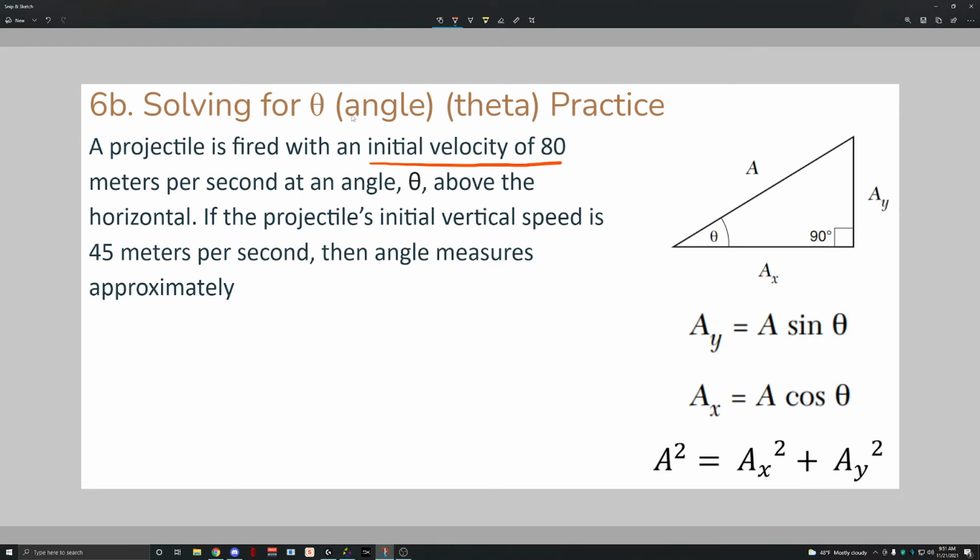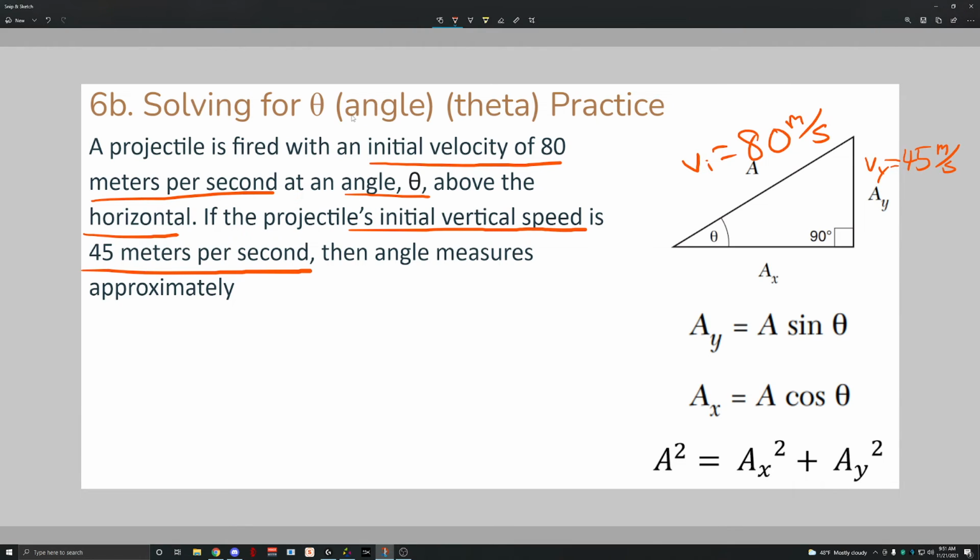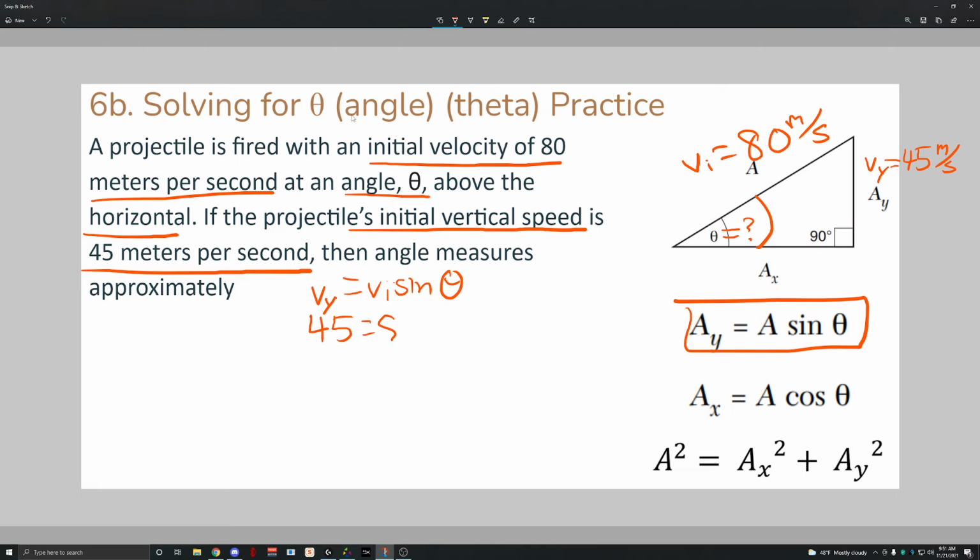If I have an initial velocity of 80 meters per second and the angle theta above the horizontal, if the projectile's initial vertical speed is 45 meters per second, then the angle measures what? So your initial velocity is 80 meters per second, and the initial vertical speed is 45 meters per second. So you're solving for Vy. Vy is equal to Vi sine theta. Vy is 45, Vi is 80.